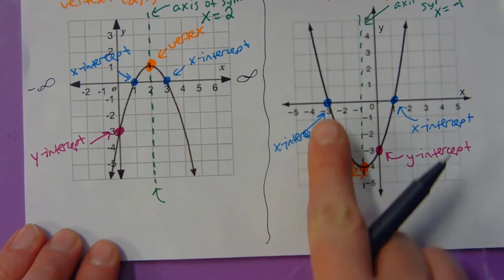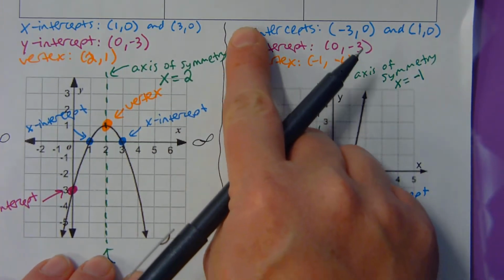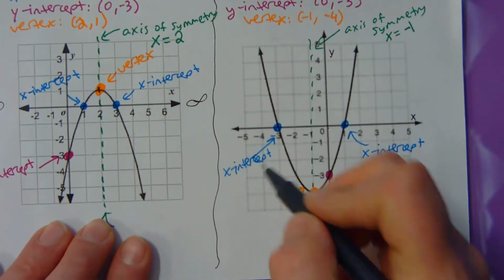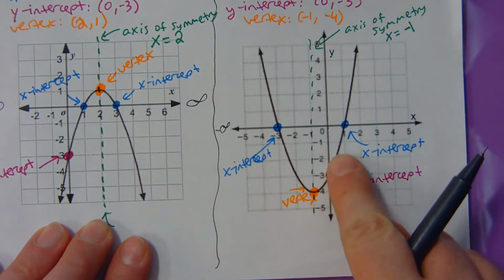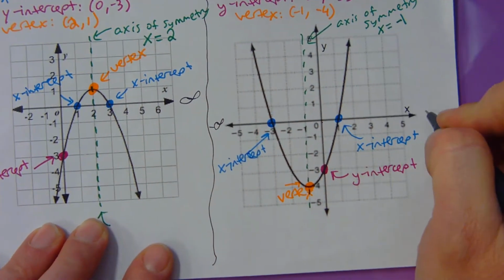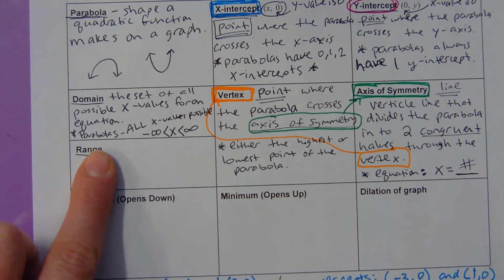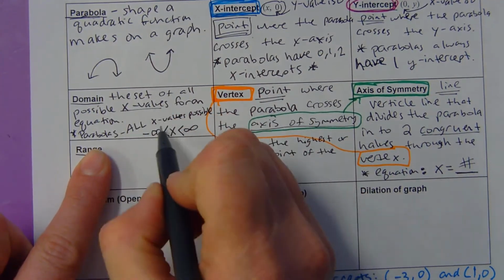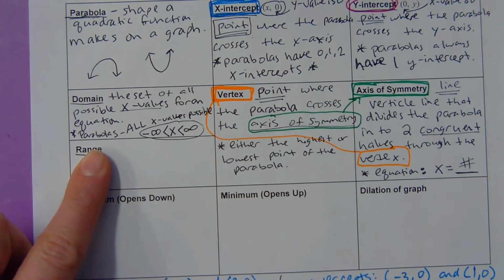And so same thing for this parabola. This technically comes all the way up here, and it's going to keep going from negative infinity, smaller, bigger x's now, all the way to infinity. And so the domain are all the x values, and it's from negative infinity to positive infinity.